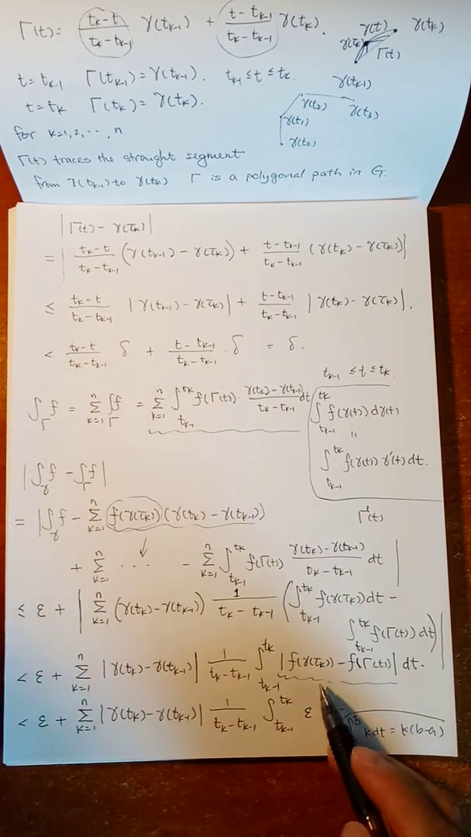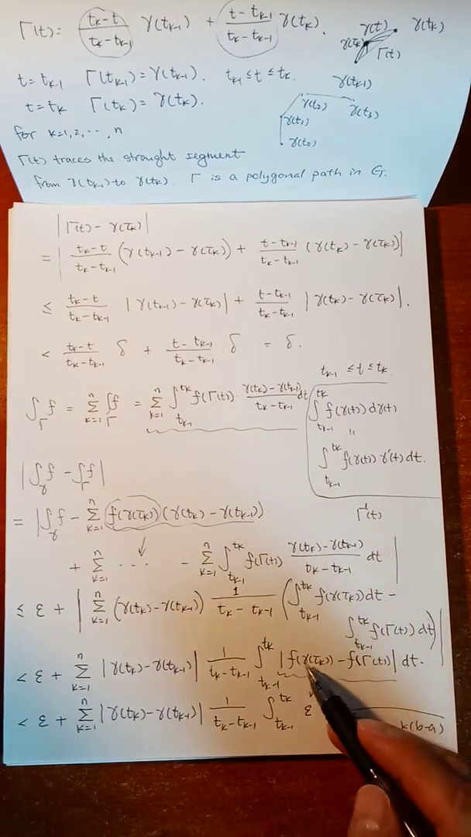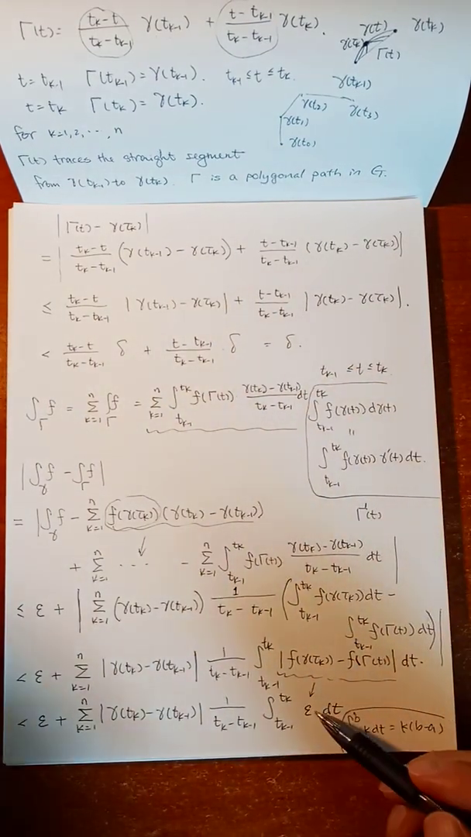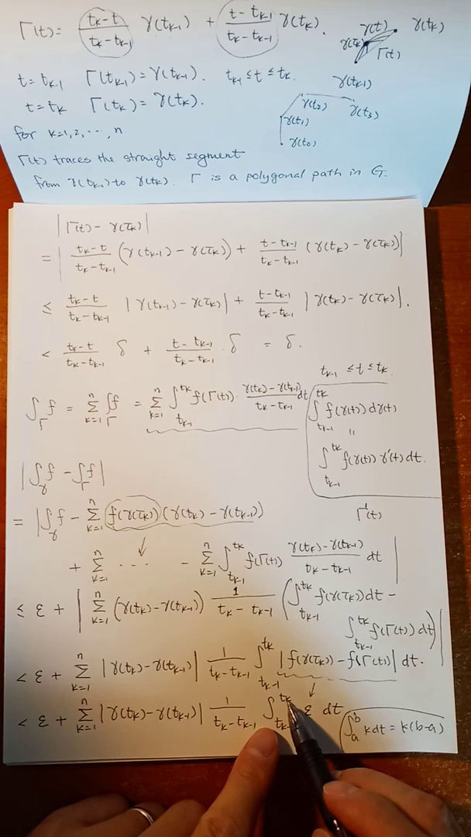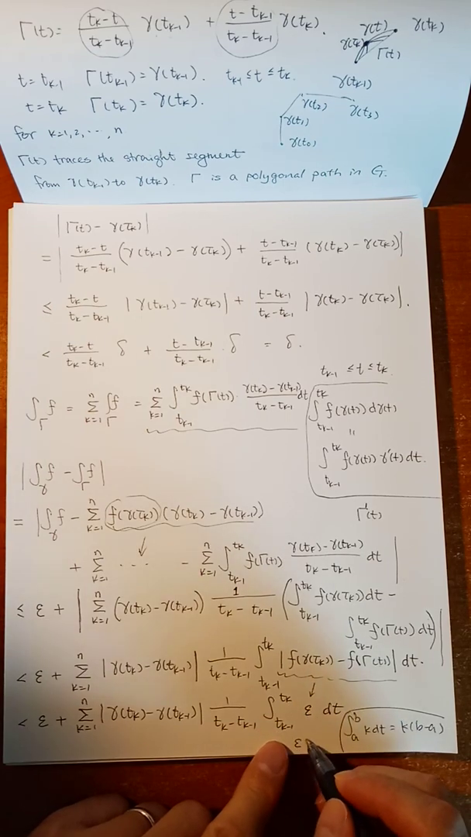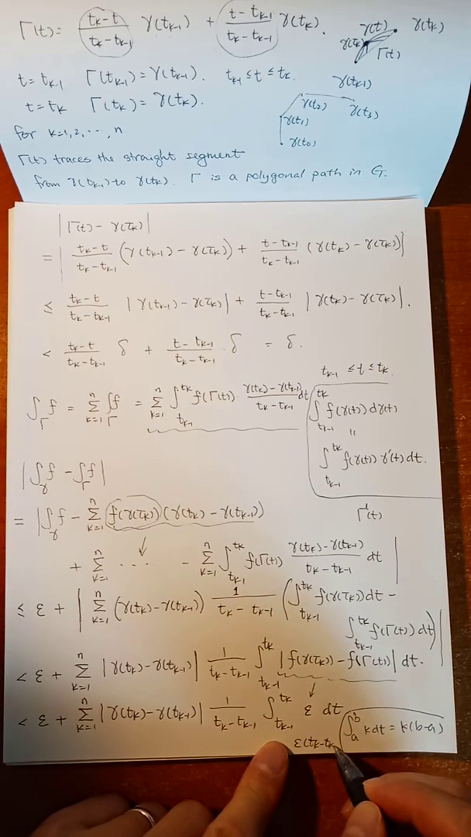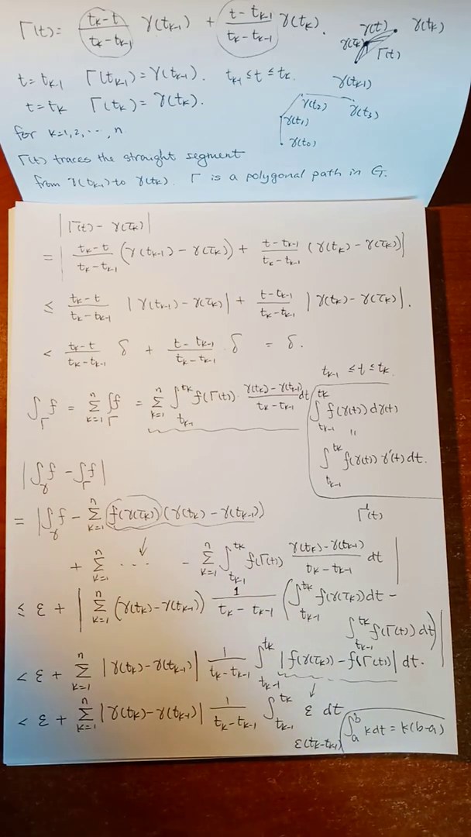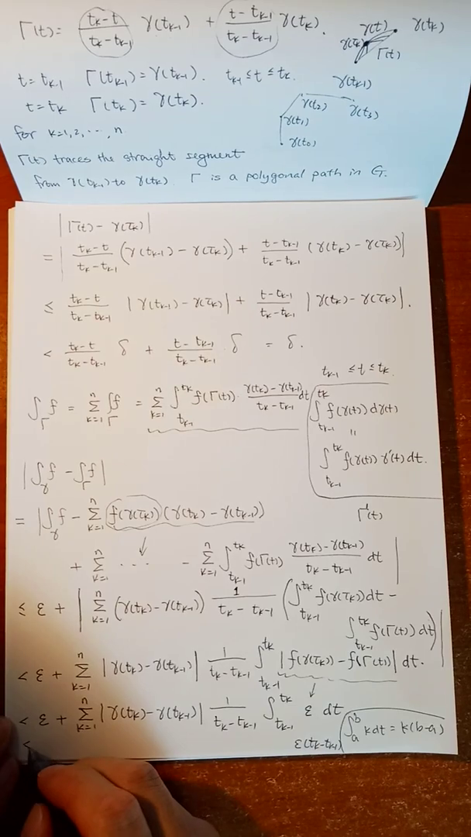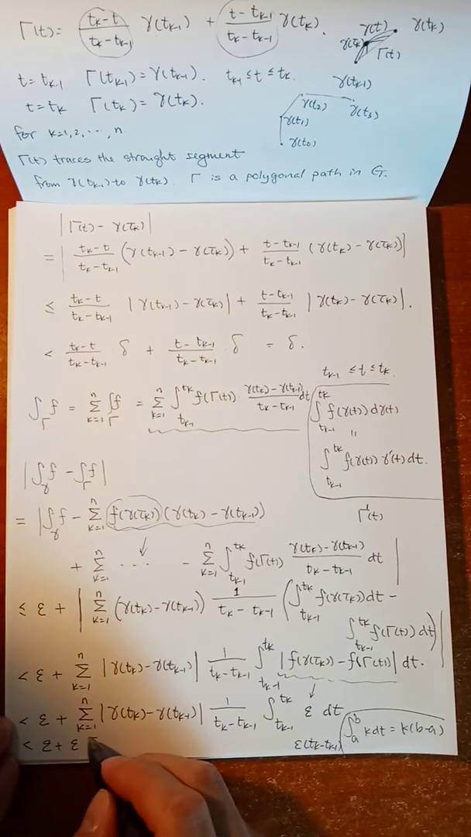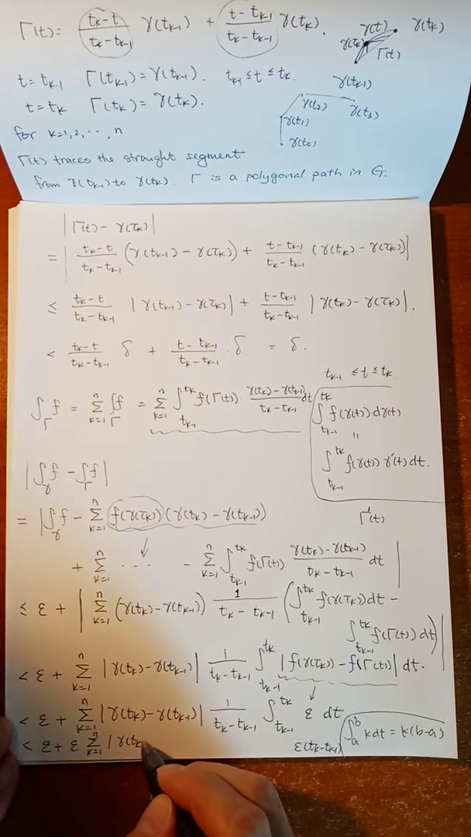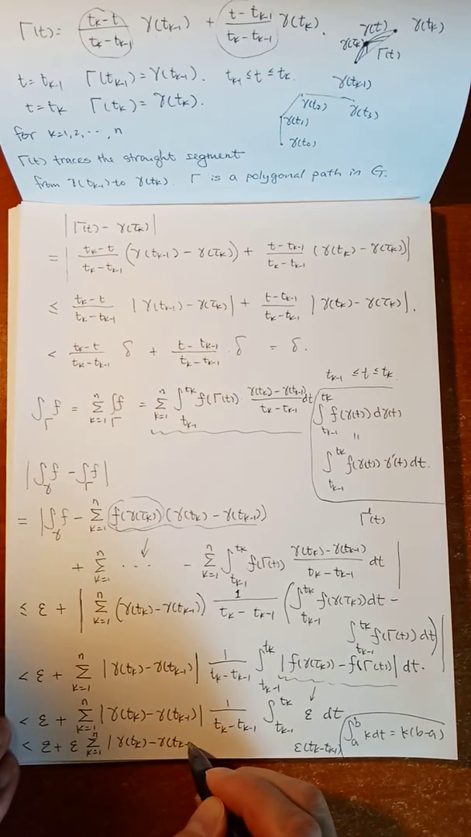It is less than epsilon, because the pair of inputs is less than delta. While it is less than epsilon, integrate epsilon, you get epsilon times tk minus 1, and cancelled with this tk minus 1, you only have epsilon. So it's less than epsilon plus epsilon sigma k from 1 to n of the absolute value of gamma tk minus gamma tk minus 1.